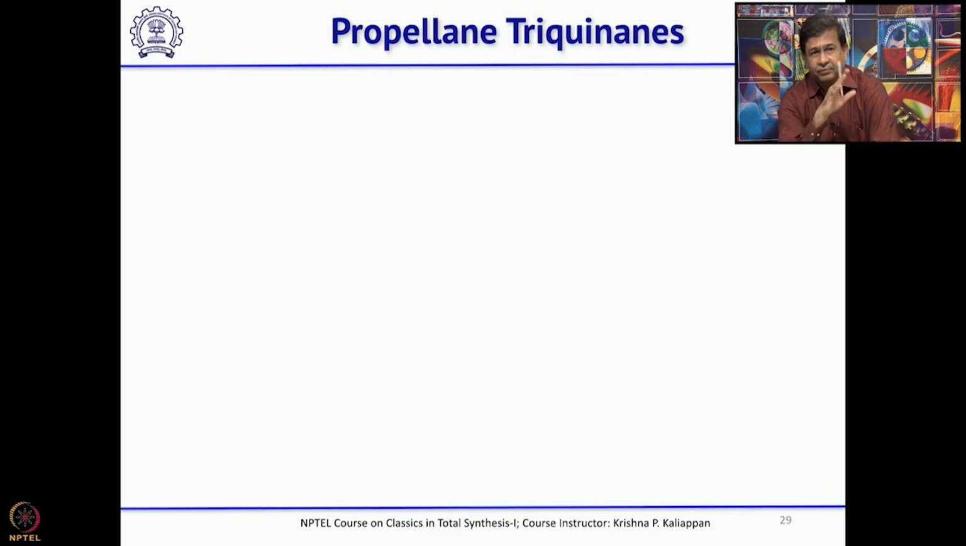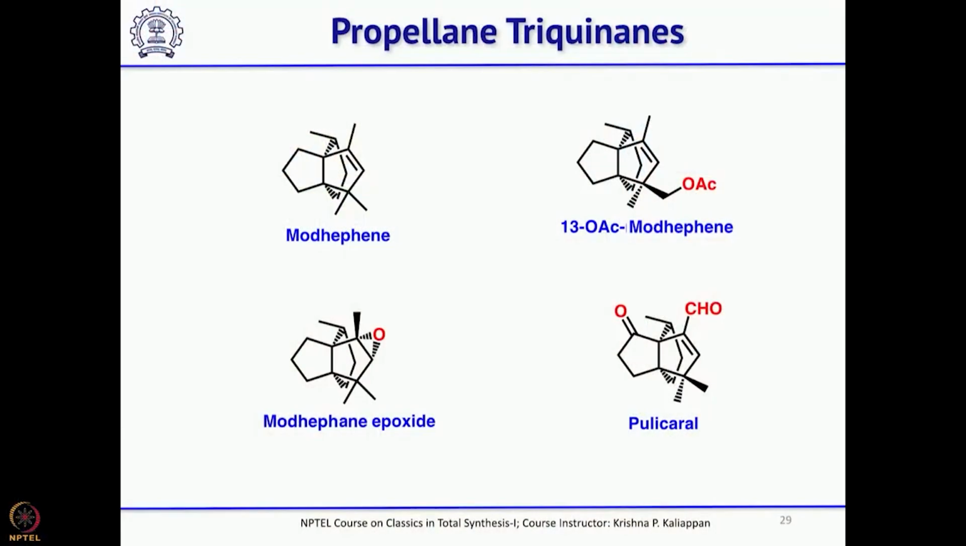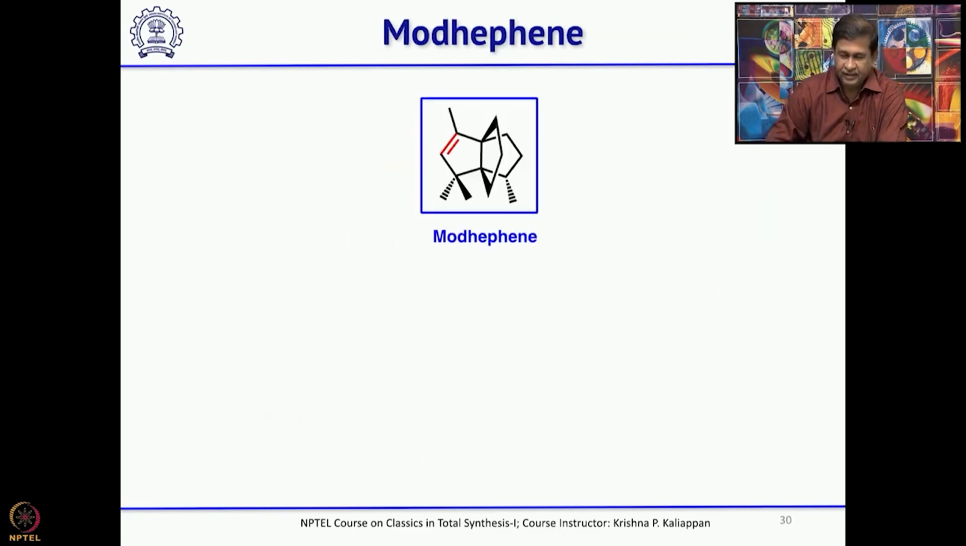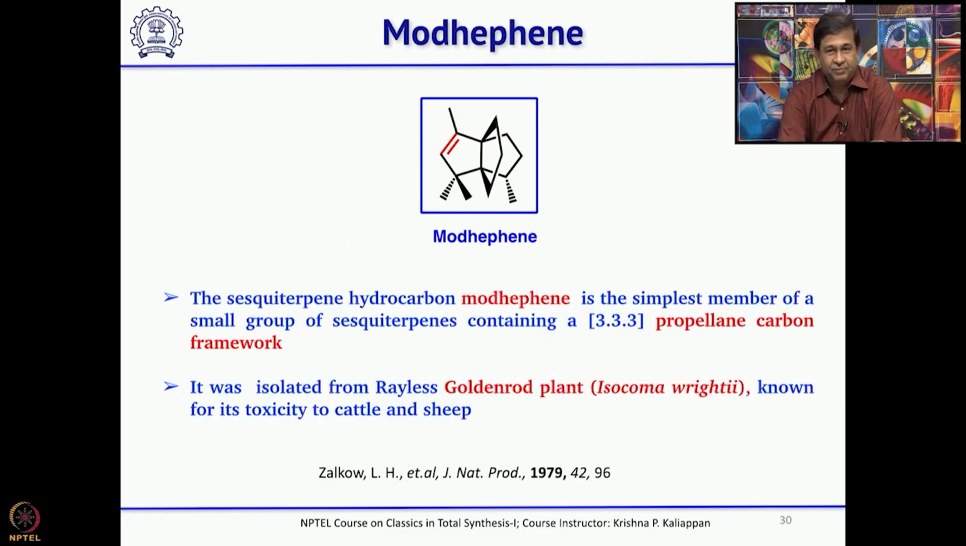So now from angular we will go to propellane triquinanes. How propellane triquinanes can be synthesized using radical cyclization. These are some of the propellane triquinanes, and the basic one is called modhephene, and there are some oxygenated modhephenes: 13-acetoxy modhephene, modhephene epoxide and isocomene. Let us first look at modhephene. You can call this a 3,3,3 propellane system, where 3 carbon, 3 carbon, 3 carbon, all three rings are joined together at a common bond.